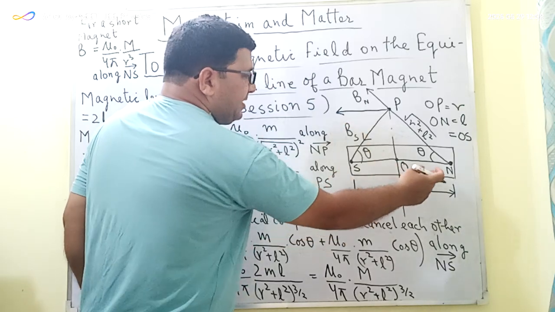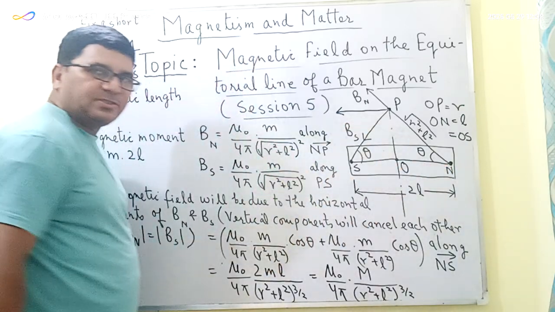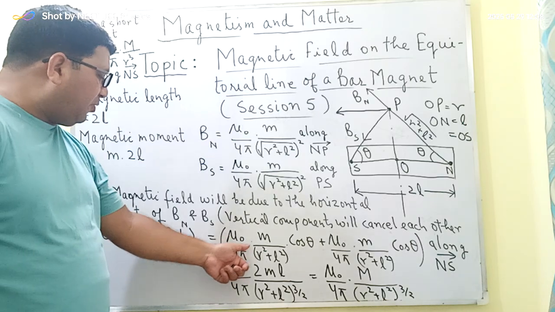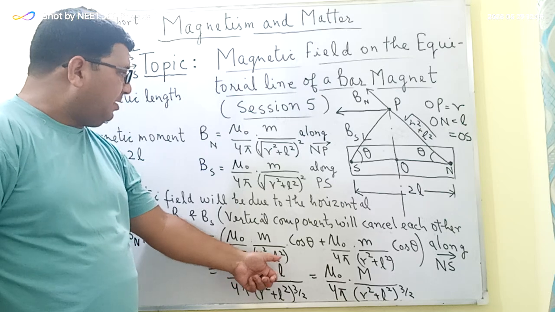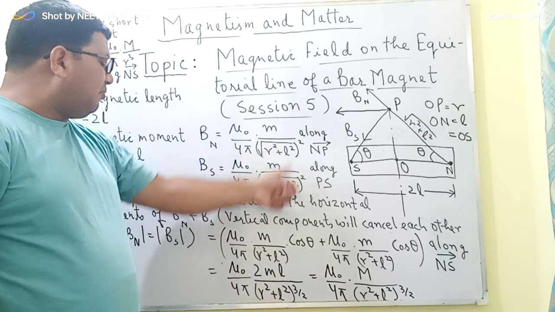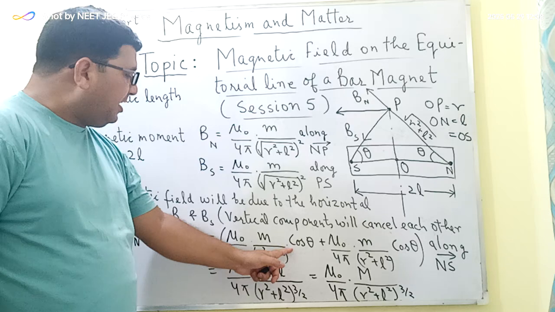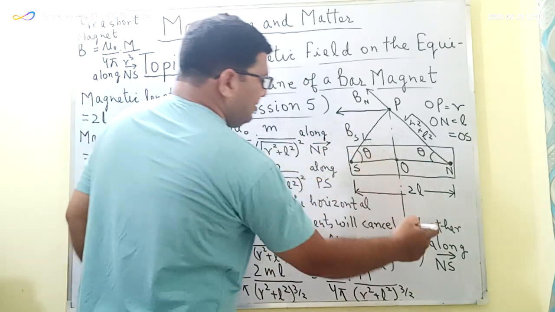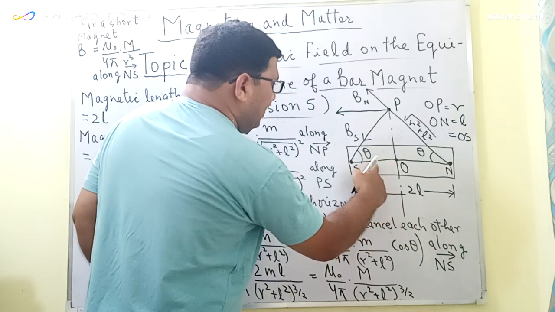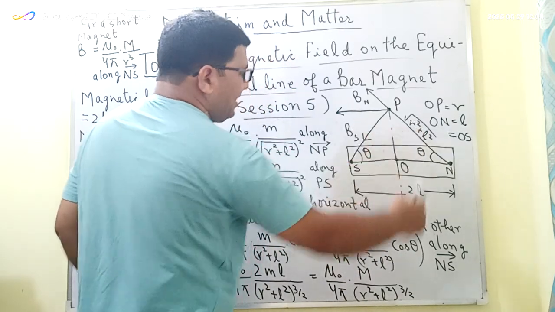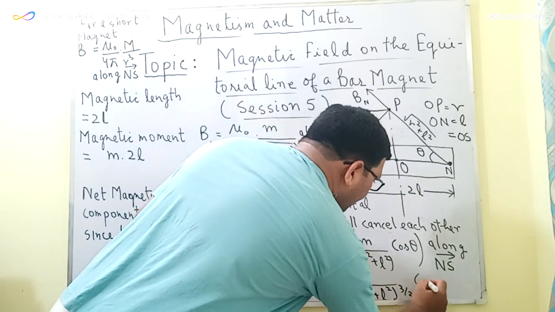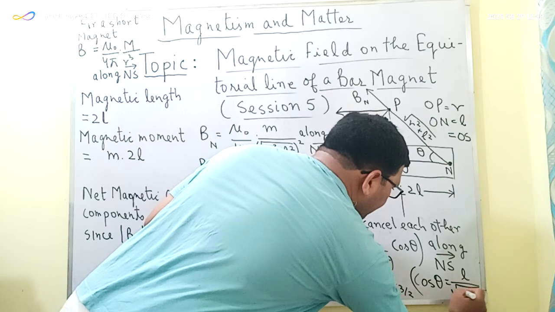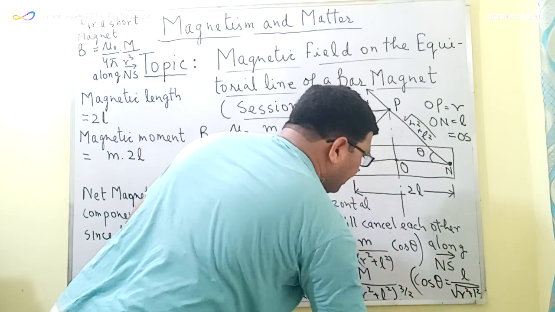So the direction of the net magnetic field will be from the north pole towards the south pole, and its magnitude will be equal to mu naught upon 4 pi into M divided by R square plus L square, because the square of the under root will give us R square plus L square, into cos theta. Now cos theta will be equal to L divided by under root R square plus L square.